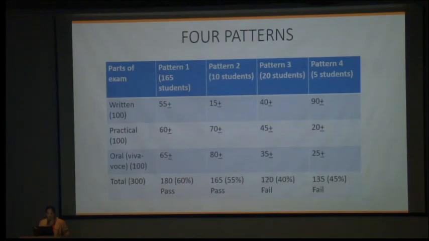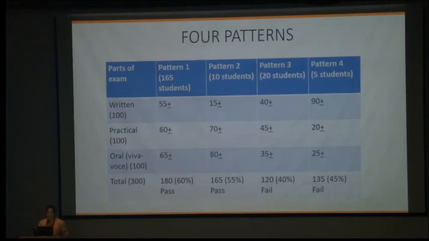The pattern 2, which was true for 10 students, they got around 15 in written, 70 in practical, and 80 in oral. Pattern 3, this was true for 20 students. They got around 40 in written, 45 in practical, and 35 in oral. And pattern 4, which was true for 5 students, they got 90 in written, 20 in practical, and 25 in oral. So my question to you is, which of these patterns would you want to investigate further?